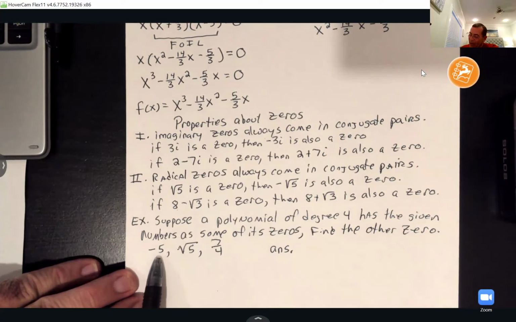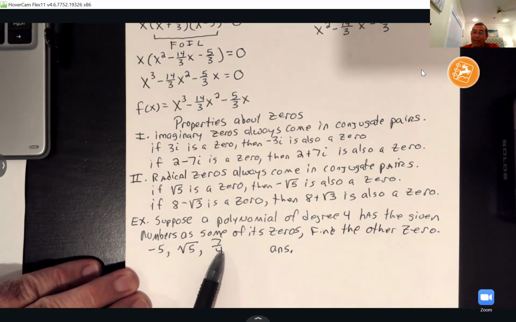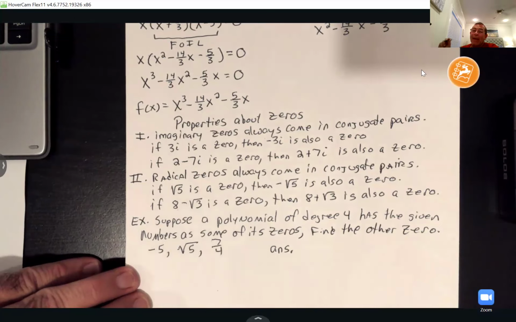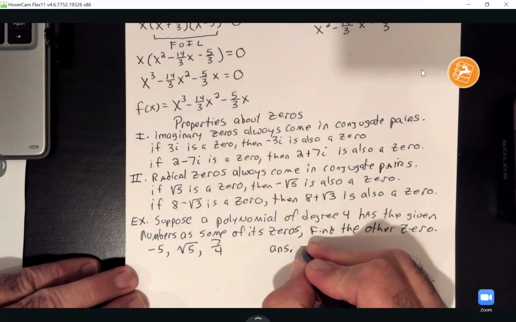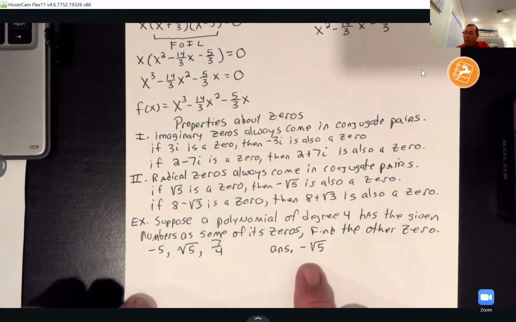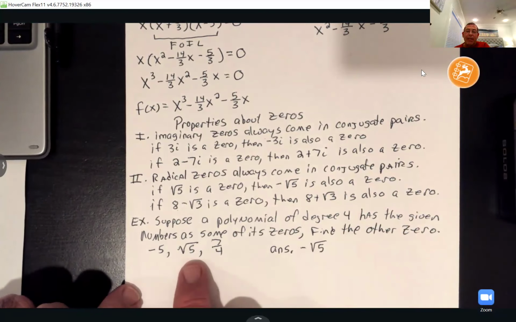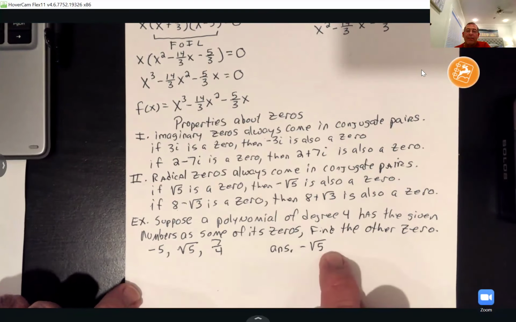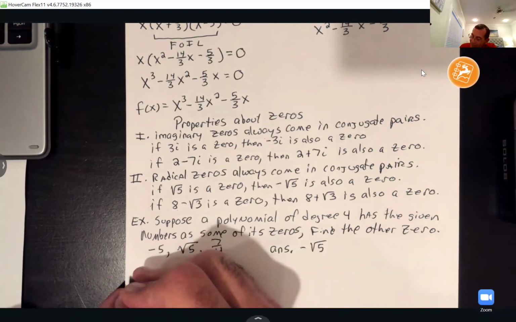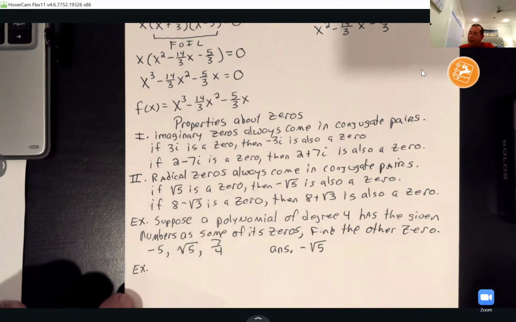Well, let's see. I don't have no rule about negative 5s. I didn't even have a rule about 7/4. But didn't I have a rule about these square root of 5s? Yes. Okay, because right here it says the square root of 5 is a 0. Then that means a negative square root of 5 is also a 0. That's what they mean. If they give you this as some of your zeros, this automatically has to be a 0 because these always come in conjugate pairs, okay? So now that y'all know that, this one's on y'all.